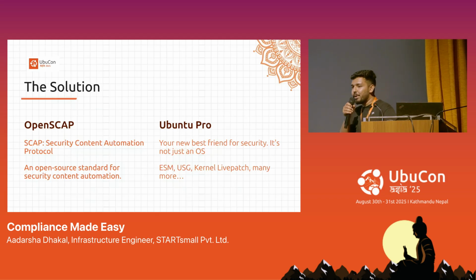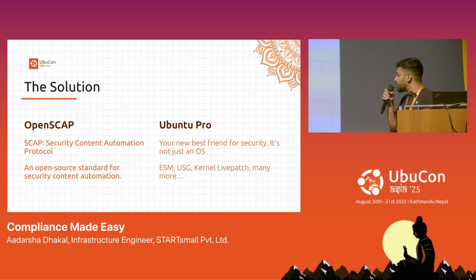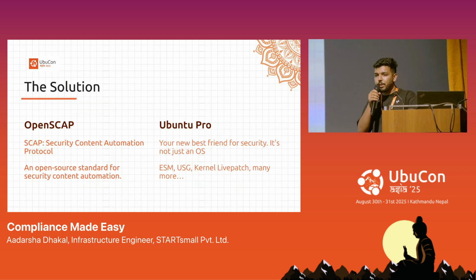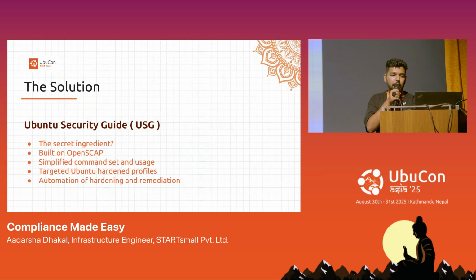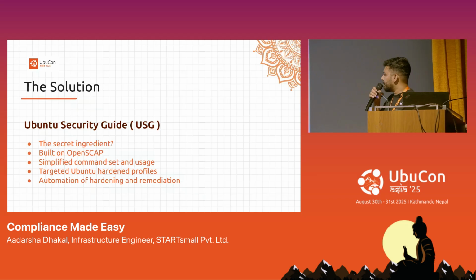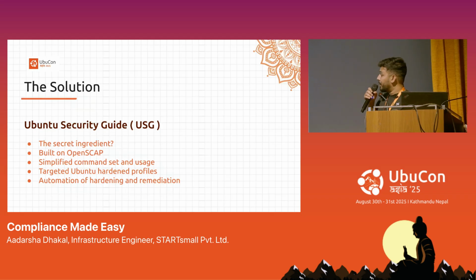Before we move on, a quick survey. How many of you here have heard about Ubuntu Pro before? Please raise your hand. A lot of people, right? Ubuntu offers a Pro subscription with a lot of amazing features, and one of them is Ubuntu Security Guide, or USG. USG is built on OpenSCAP, and it simplifies the command set and usage of OpenSCAP, and also there is a guarantee that USG will work for your Ubuntu VM.